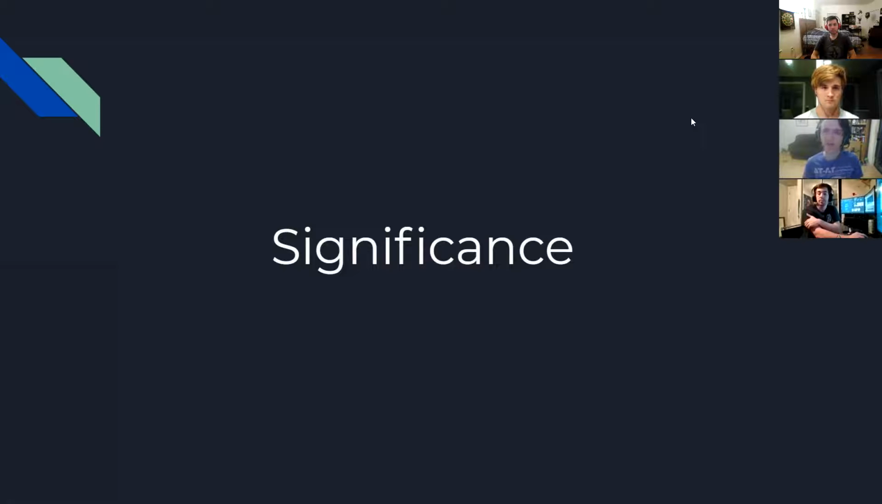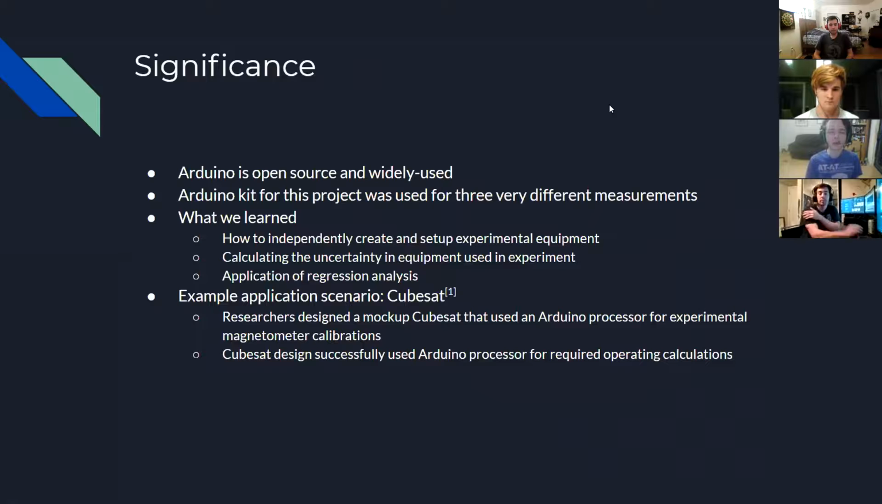The significance of this project can be found in how Arduino can be applied across a wide range of applications. As an example, we were able to independently create a set of experimental equipment with Arduino to measure three very different measurements. Using this, we also learned and applied concepts for calculating uncertainty and running regression analysis. An example of a scenario in which this can be applied is the construction of CubeSats, as I referenced.